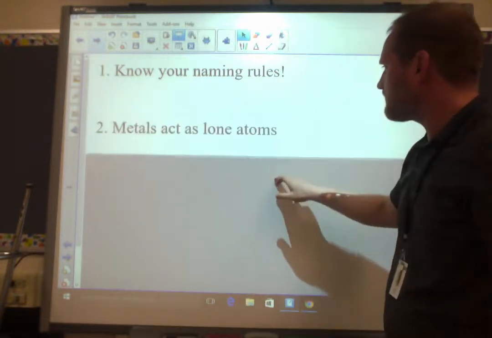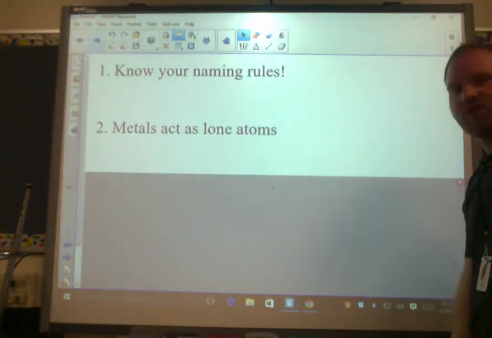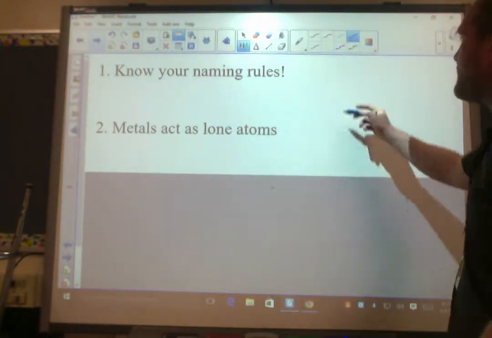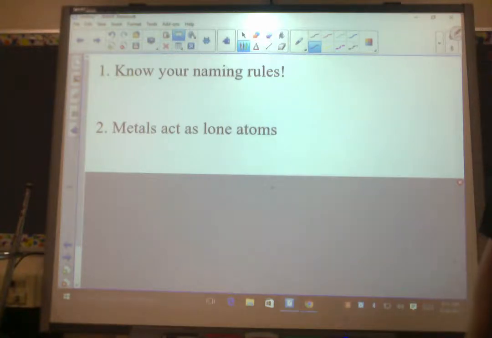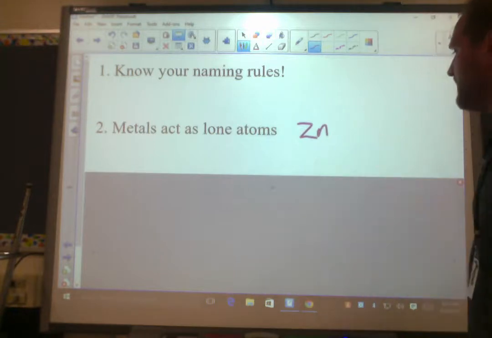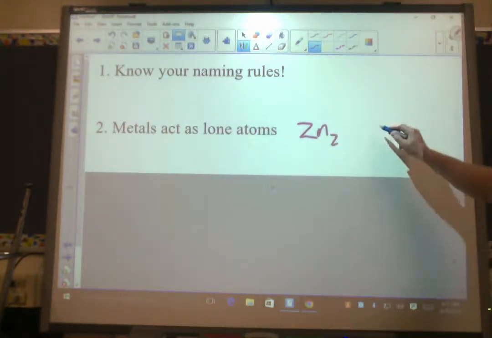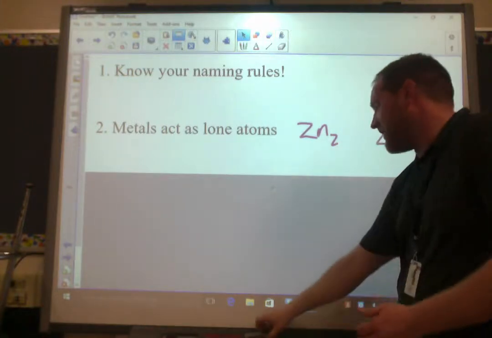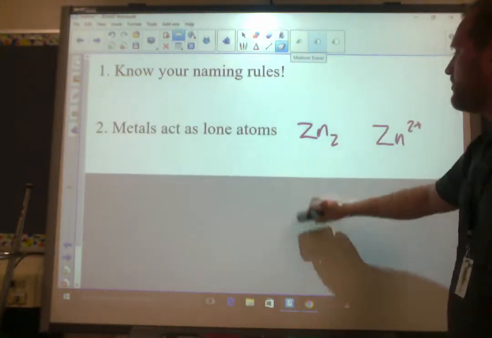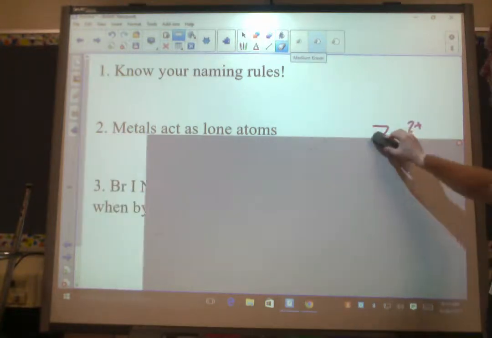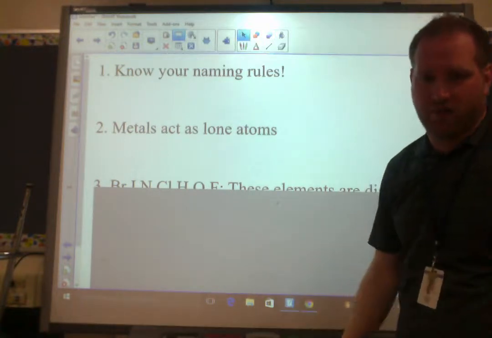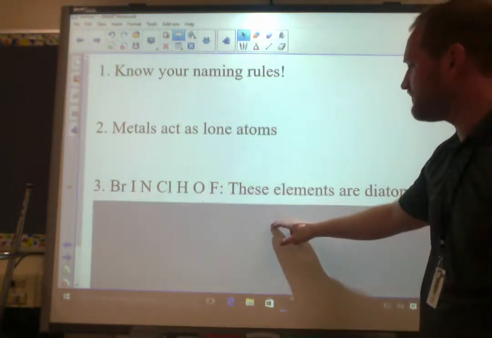Next tip, metals act as lone atoms. So when it comes to a metal reacting in some kind of chemical reaction, they act as lone atoms. If I tell you something like, zinc reacts with oxygen gas in the air, you just write the zinc as Zn. You don't do Zn2, you don't do Zn2+ unless I tell you it's a zinc ion. Or if I tell you iron, you just write Fe. If I tell you any kind of metal, it's just a lone element. So metals act as lone elements.